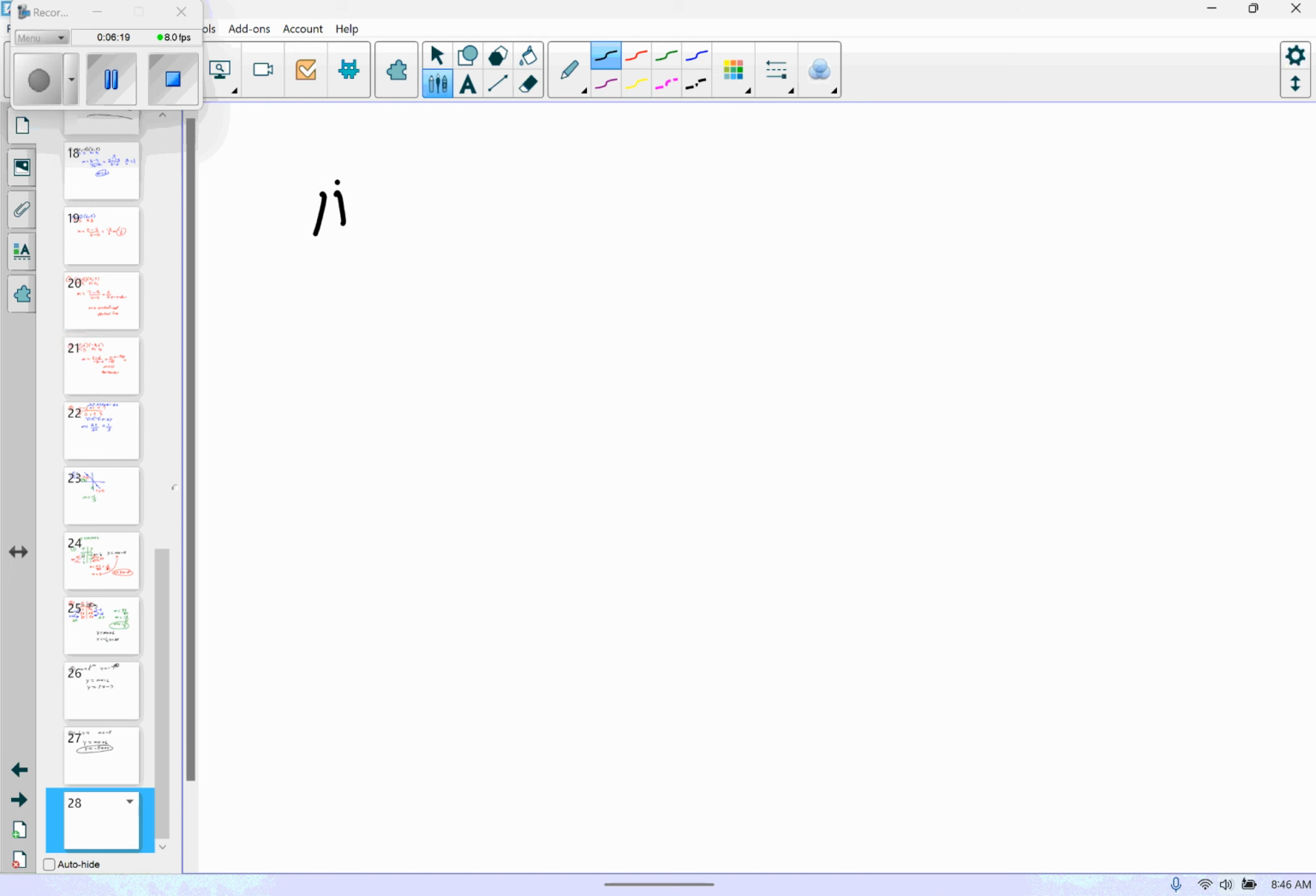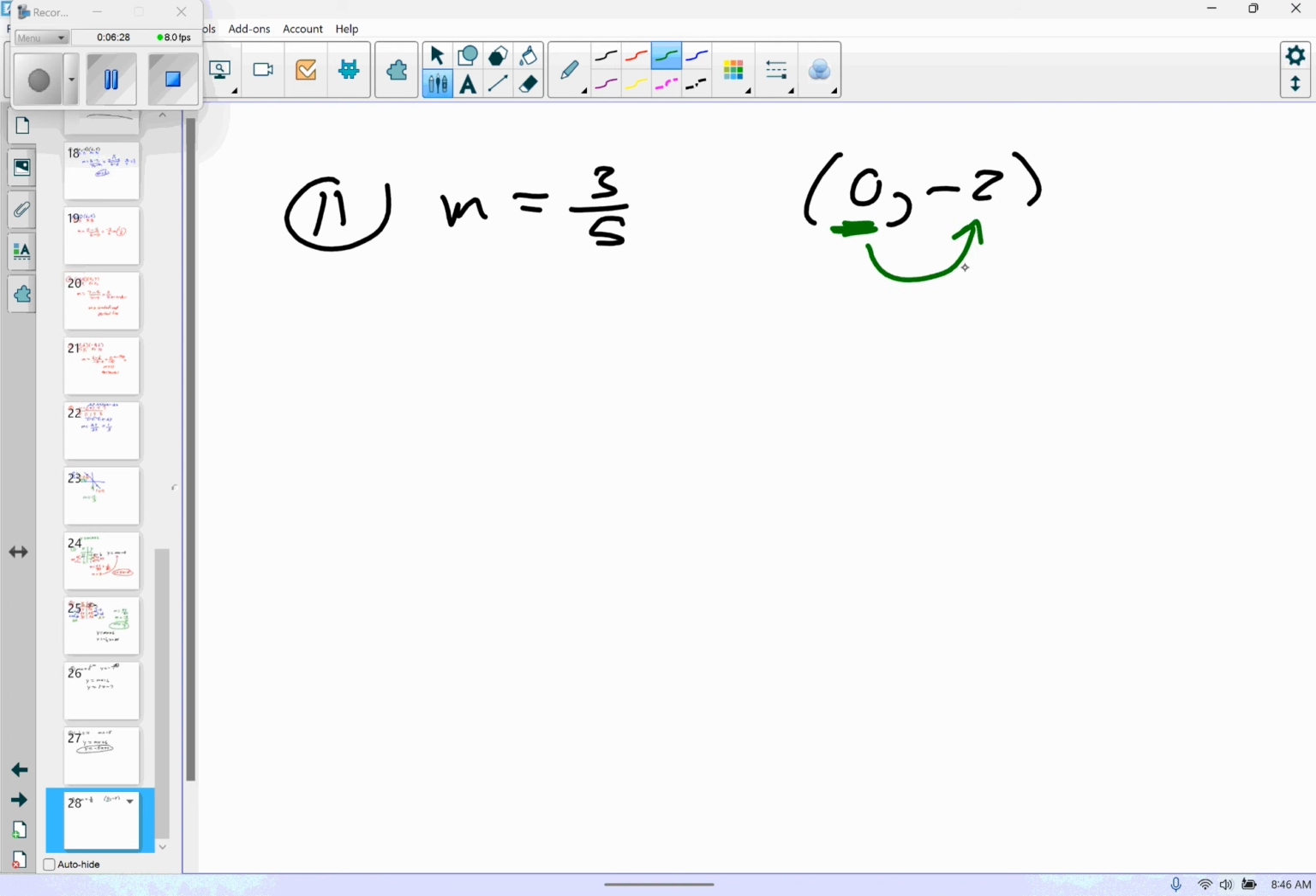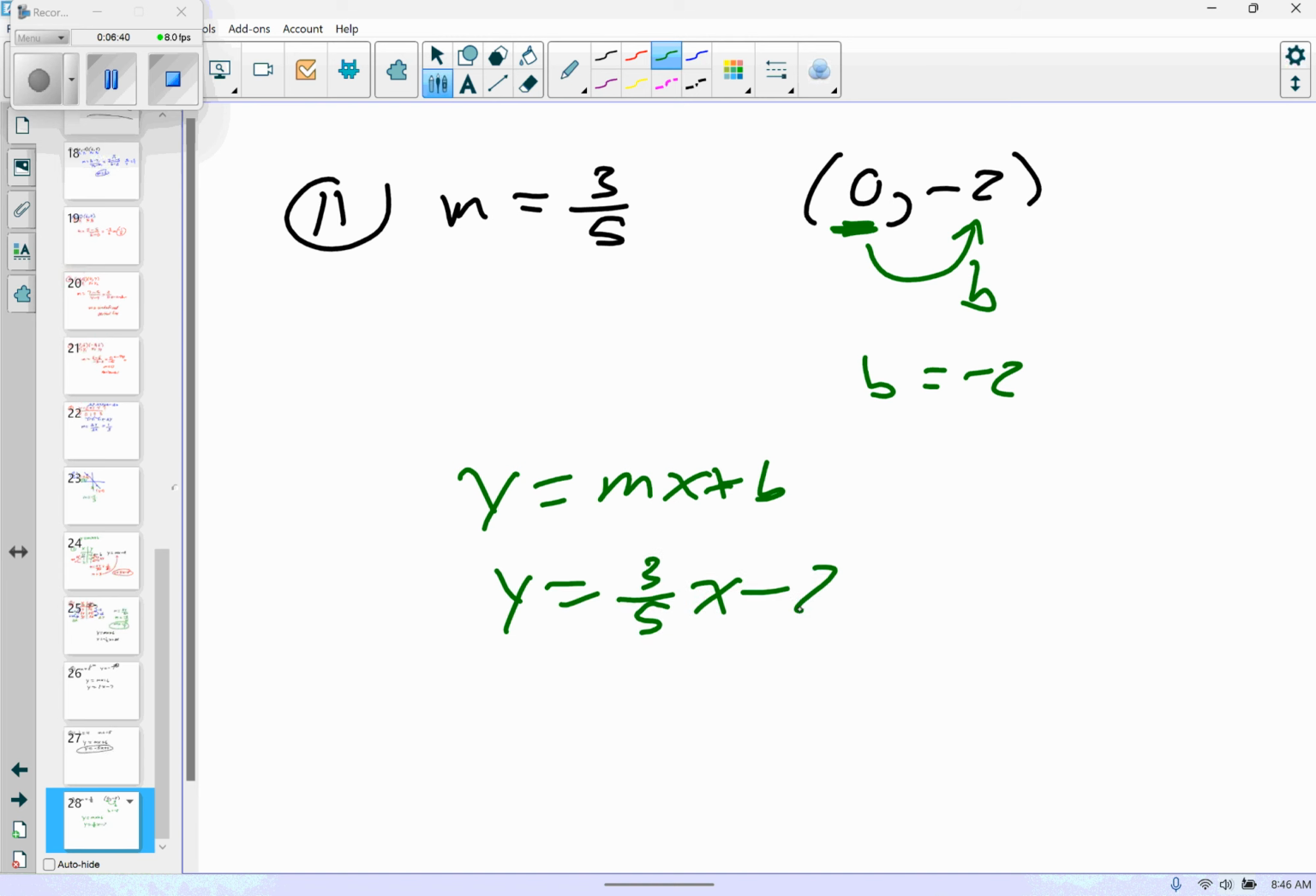Number 11, they said the slope is equal to 3 over 5, and it goes through point (0, negative 2). Now remember, I said if there's a 0 here, that has to be my b value. So my b value is negative 2. So I just plug that directly into y equals mx plus b. So I have y equals 3 over 5x minus 2, and it's done.